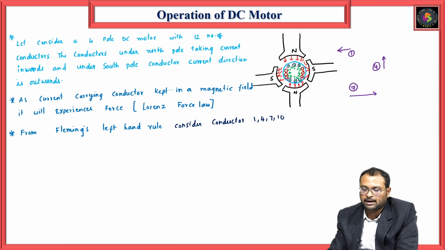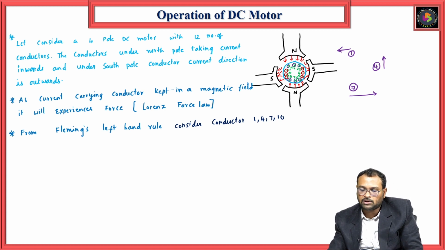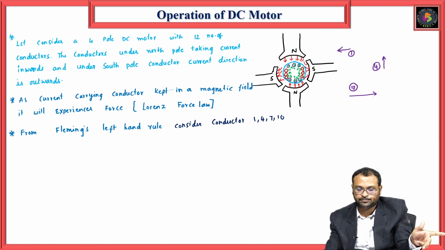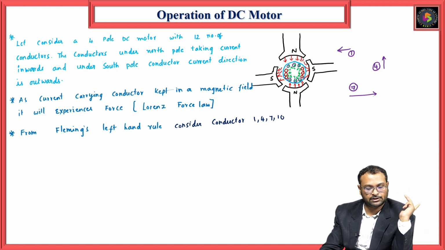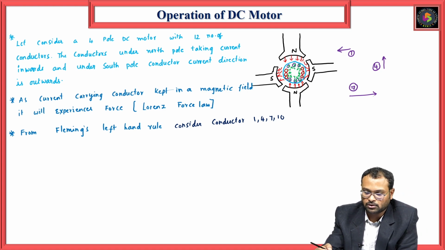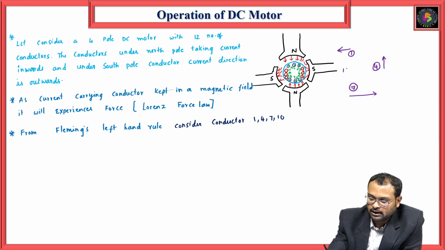And then the tenth conductor. If you observe the 10th conductor, the current is outwards and the flux is towards the south pole. So we have to keep the current outside, and the flux will be in this direction. So the direction is from top to bottom. So the 10th conductor is moving from top to downwards.